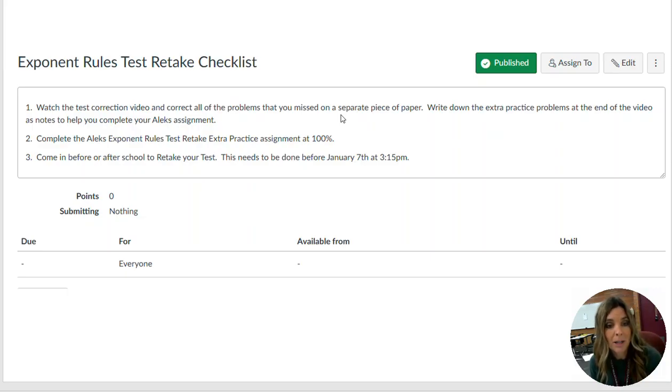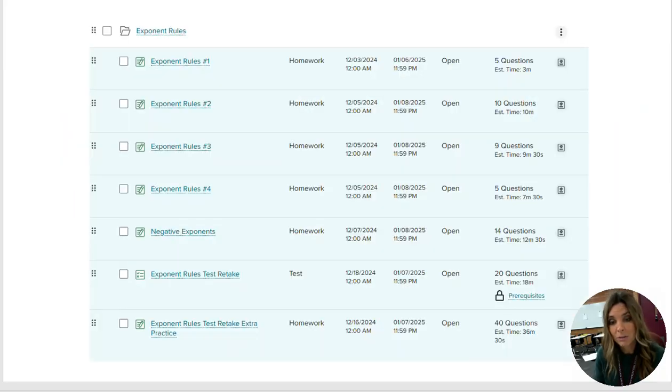These problems are going to help you with completing your ALEX assignment, which is step #2 to complete the exponent rules test retake extra practice assignment in ALEX. You will find that in the exponent rules folder. You can see at the very bottom, it says exponent rules test retake extra practice. So once you have completed that at 100%, you will be able to do the exponent rules test retake.